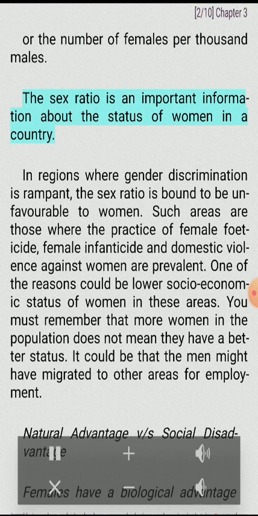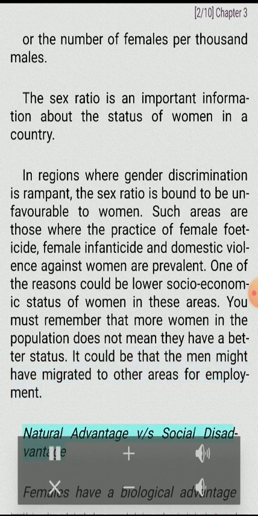The sex ratio is important information about the status of women in a country. In regions where gender discrimination is rampant, the sex ratio is bound to be unfavorable. Such areas are those where the practice of female feticide, female infanticide, and domestic violence against women are prevalent. One of the reasons could be the lower socioeconomic status of women in these areas. You must remember that more women in the population does not mean they have a better status. It could be that the men might have migrated to other areas for employment.